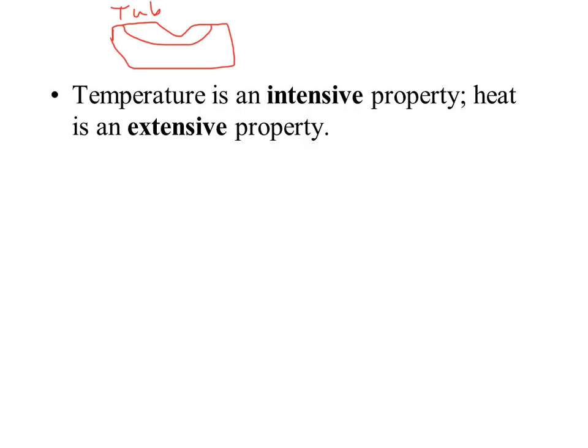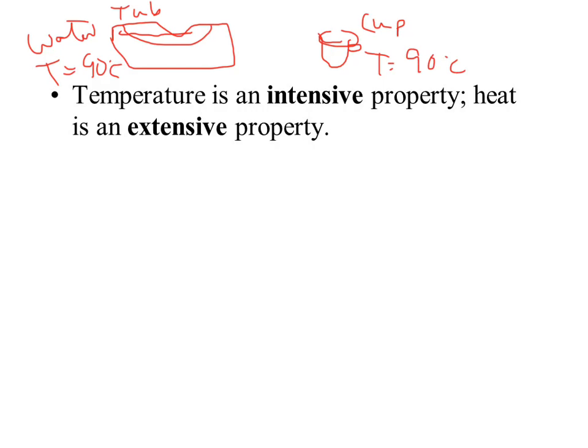I fill it up with water, and I'm going to say T, that's temperature, is equal to, let's see, boiling, 100 Celsius. Let's go with 90 degrees Celsius. Now, I think that might be really hot. Okay, T is equal to 90 degrees Celsius. It's a tub. And then over here, this is going to be my little cup, not drawn to scale. I'm going to say that the temperature there is also 90 degrees Celsius.